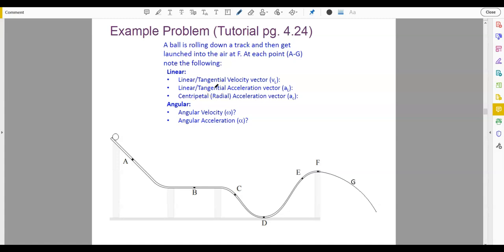Let's do one last exercise, okay? And this is in example tutorial page 4.24. And what you're going to do is you have a wheel, and I've changed it a little bit. For our case, we have a wheel, and this wheel is going to roll down this track, roll across A, roll across B. When it gets to C, it's going to start rolling down here, and it gets to D, it gets to E and F, and at F, it's going to get launched into the air. So this is the end of the track at F.